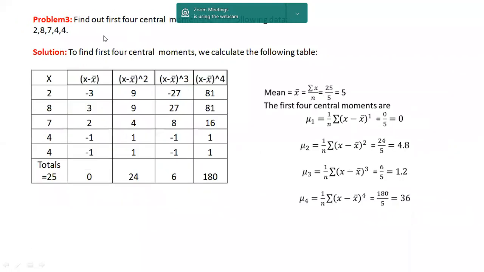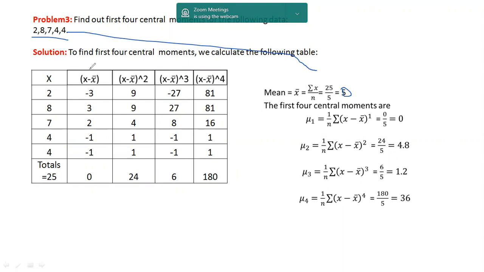So here we have to calculate the first four central moments of the given data. Central moments are nothing but the deviations taken with respect to the mean value. So here the series of data provided is 2, 8, 7, 4, 4, and we have to get the mean value of this. So here the mean is calculated: 2 plus 8 plus 7 plus 4 plus 4, adding all these terms, the sum of all observations by the total number of observations, which is 5. So here the mean value we got is 5.